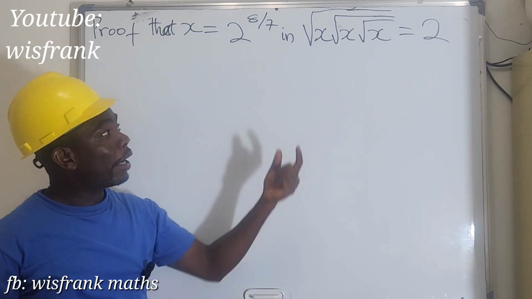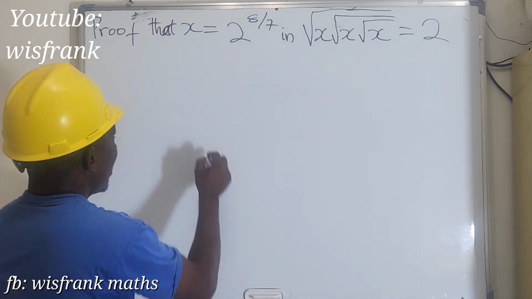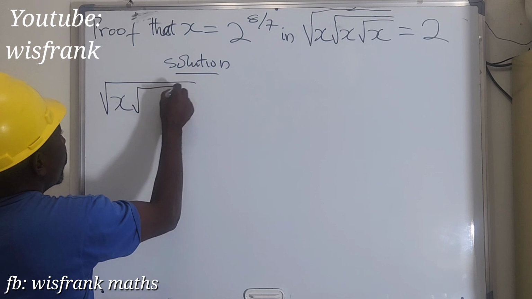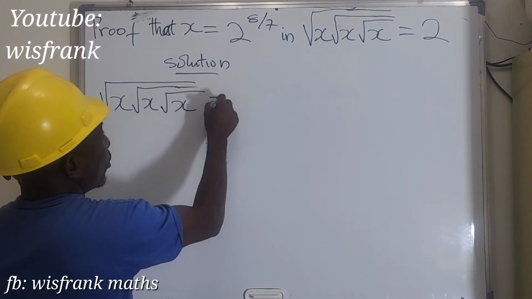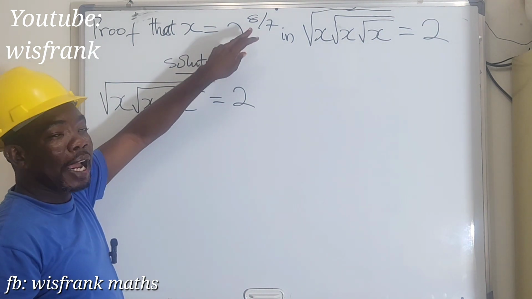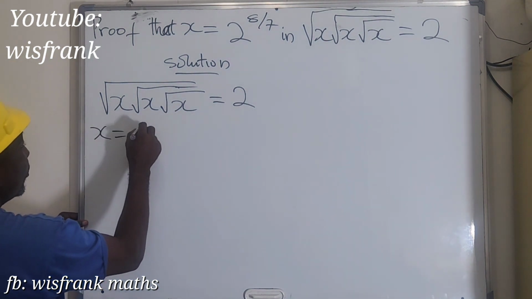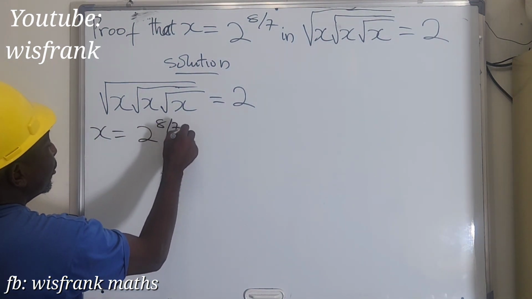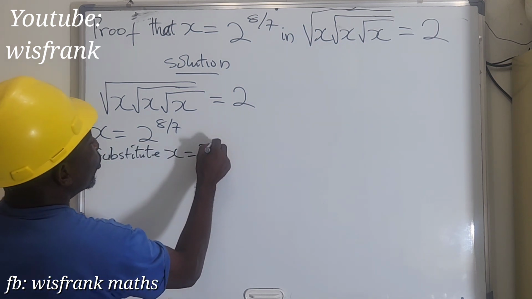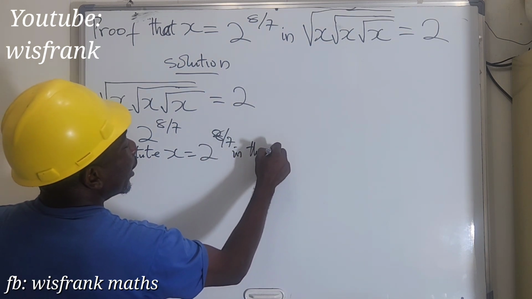We need to prove that the value of x equals 2 raised to the power of 8 all over 7. How do we do that? We have here the solution. We are given this equation, which is square root of x into square root of x into square root of x equals 2. And we solve to get x as 2 raised to the power of 8 all over 7. What we are going to do is substitute x equals 2 raised to the power of 8 all over 7 into the equation.